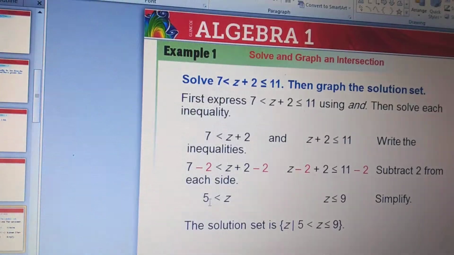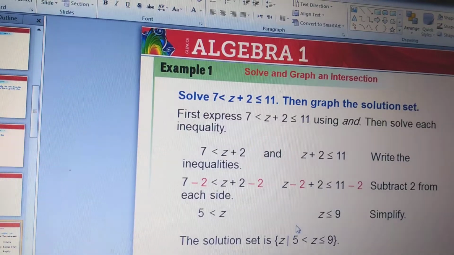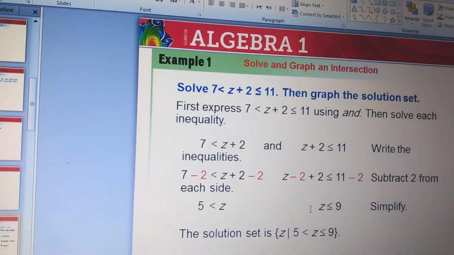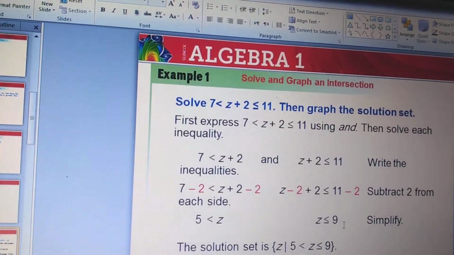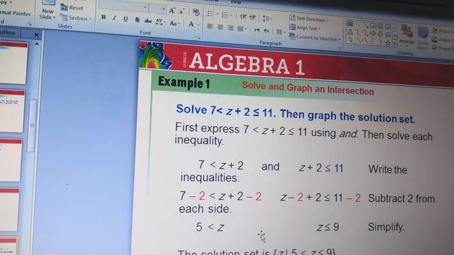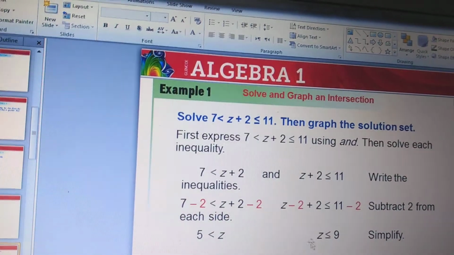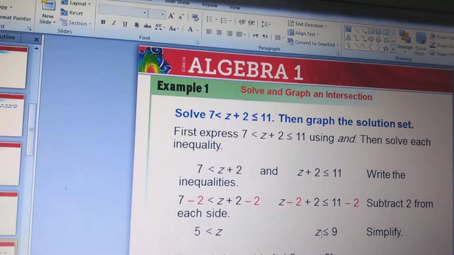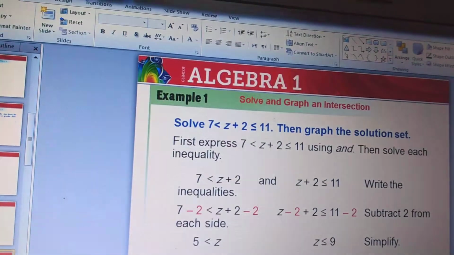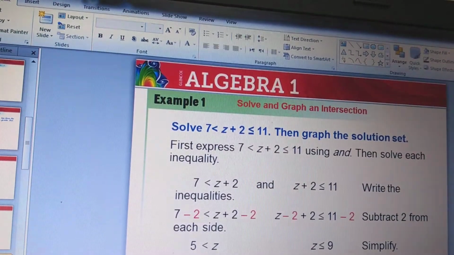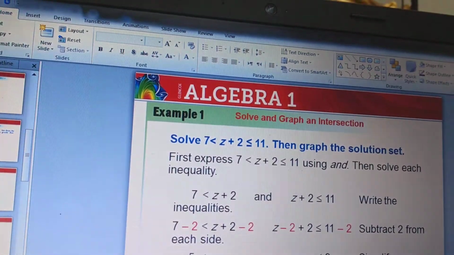Now z more than 5 and z less or equal 9. This means here the solution is limited. Why is it limited? Because z takes the values which are more than 5 and less than or equal to 9. This means it can be 6, 7, 8, and 9. Why do I say and 9? Because z less or equal 9. This means it can be 9. But can z be 5? No, because z more than 5. The solution set is z more than 5, less or equal 9. As I said, it's the numbers 6, 7, 8, 9.